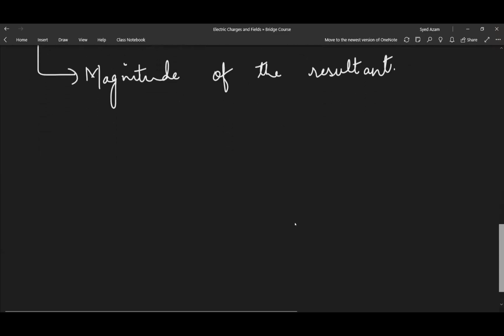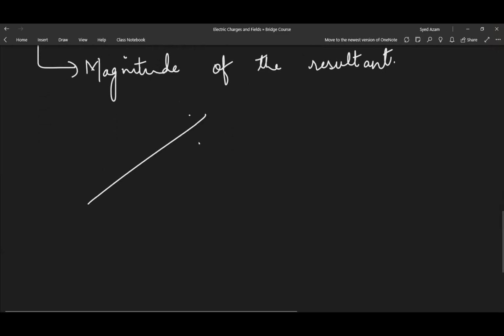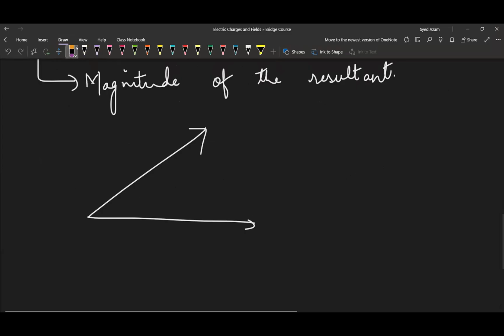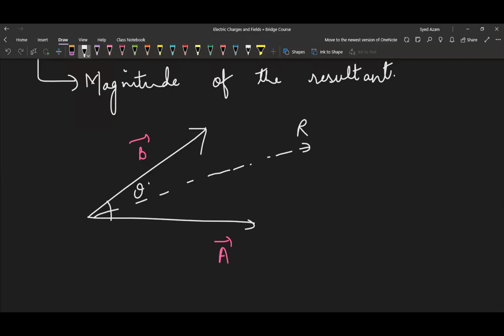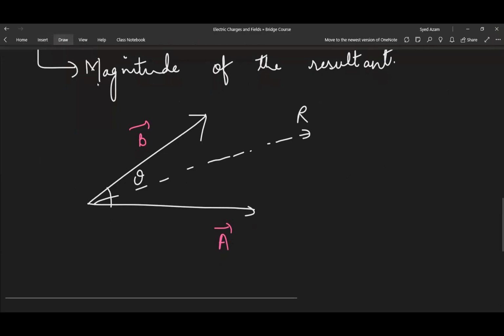Now for the direction, look. Suppose this is, let's say, A. This is vector A, this is vector B. And the rest of the story was the same: this is the diagonal which is representing the resultant. The angle between the vectors is theta, as discussed already. Now for the direction, what you do is choose an angle beta with any of these.